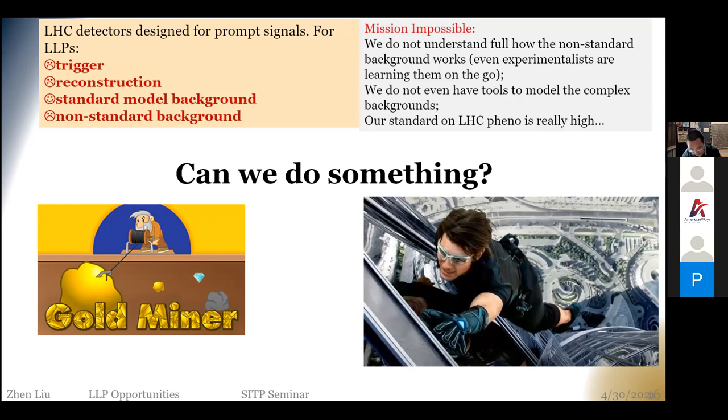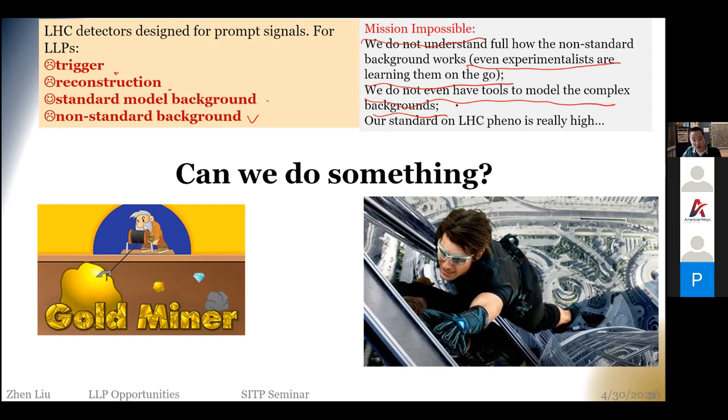Coming back to the earlier point that the detectors are not designed for long-lived particles, one has to think about trigger, reconstruction, standard background, non-standard background, okay? It is mission impossible because we really do not understand how the non-standard backgrounds behave, okay? Even our experimental colleagues are learning them on the go. When they collect some test data, they understand how things are working. They have to remodel them, okay? And the theorists, we do not even have tools to model the complex background, okay? You may feel the LHC is a well-developed field, with Pythia, Delphes, MadGraph, et cetera, okay? And none of them are suitable to conduct this kind of study, right?